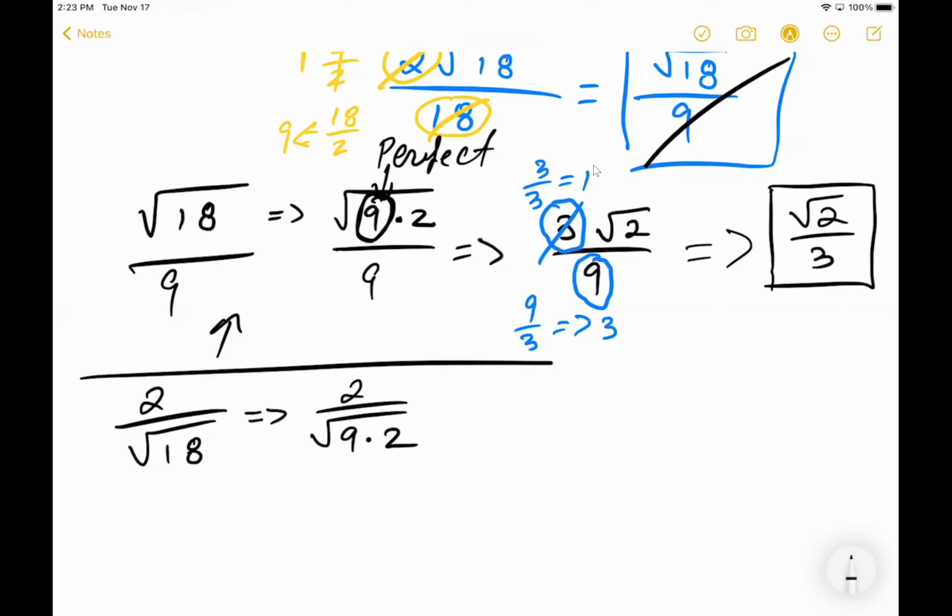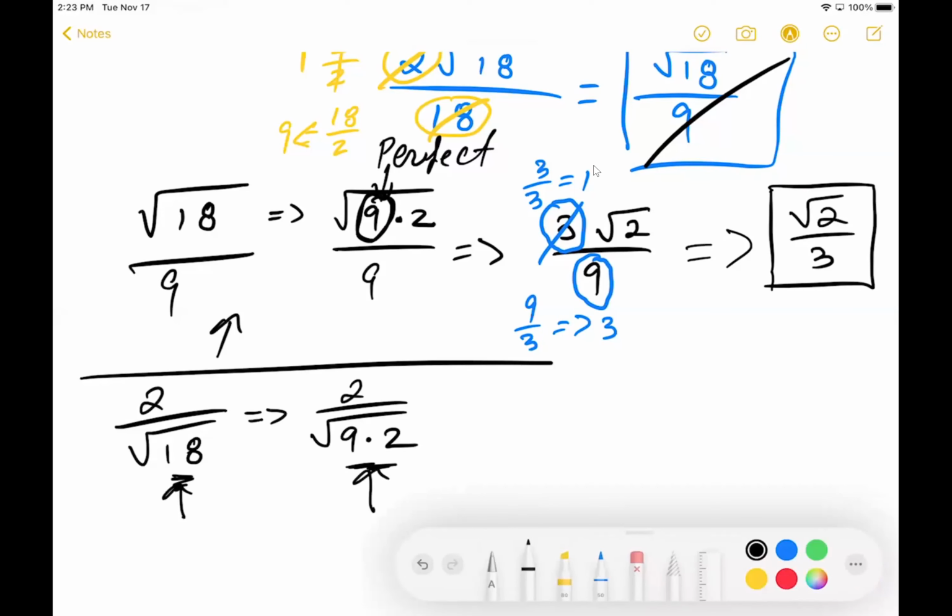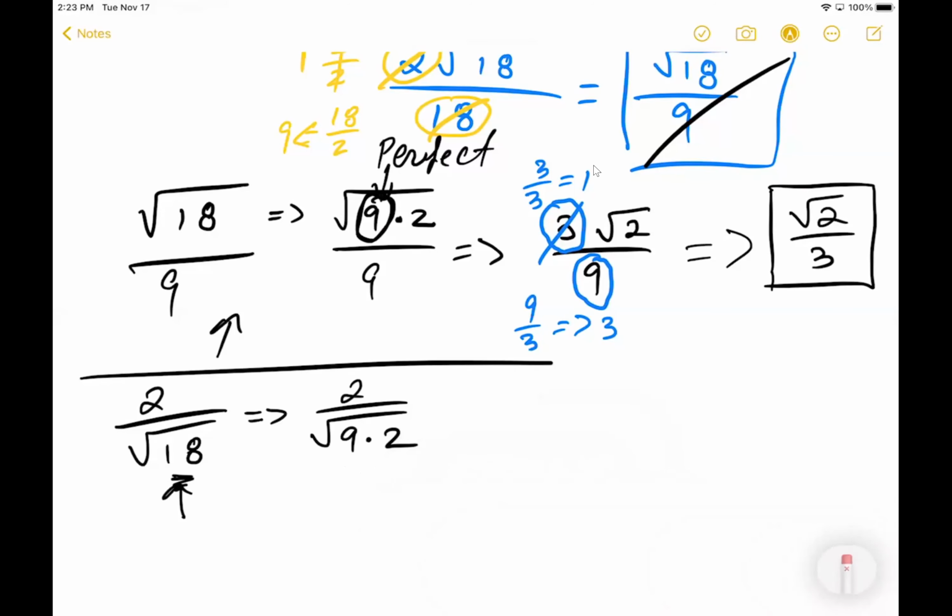Do you agree that 18 is the same as 9 times 2, right? The look is different. 18 is a whole big number. 9 times 2 is just a breakdown of the multiples of 18, right? And why do I break down 9 times 2 and not 3 times 6? Because 3 and 6 are not perfect squares, so I don't break down 3 and 6, right? The multiples of 18 are 18 times 1, 2 times 9, and 3 times 6.